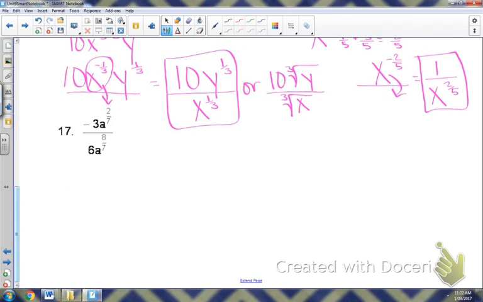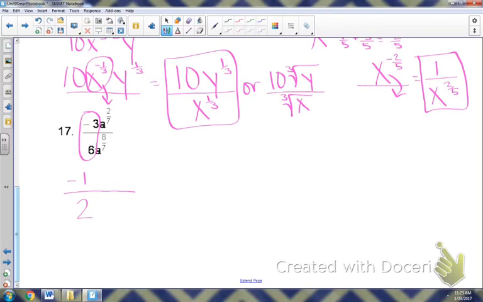All right, last one. Negative 3 and 6, those are coefficients, so we need to see if we can reduce them. That's negative 1 over 2. Make sure you don't take the negative 3 and move it to the bottom, because that's not a negative exponent. That is a negative coefficient. Then notice that we have bases that are the same that are a's. When we have bases that are the same, we subtract the exponents. So I'm going to do 2 minus 8. That would give me a negative 6 over 7.